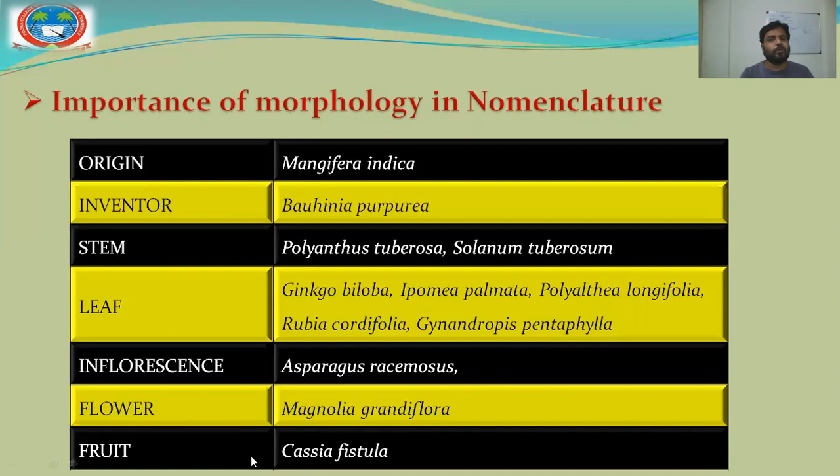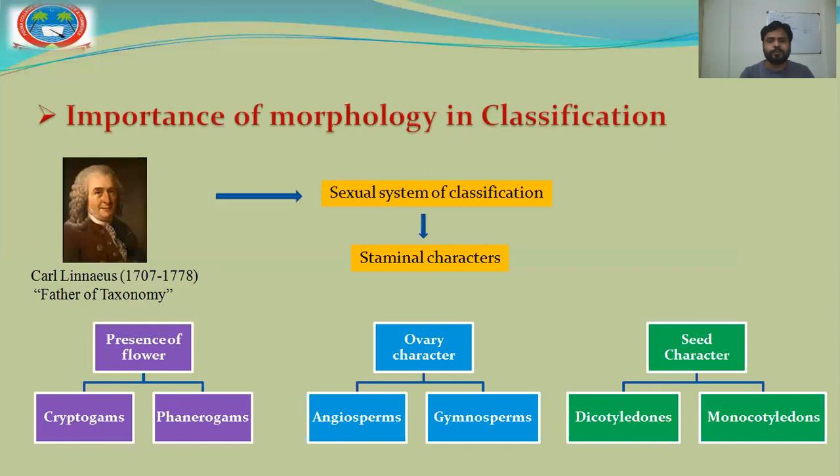Or sometimes fruit characters are also responsible in the nomenclature. For example, Cassia fistula. Fistula means the fruits are pipe shaped in structure. That's why the name is given fistula. So in this way, the various morphological characters are responsible to give the name to that particular plant group.